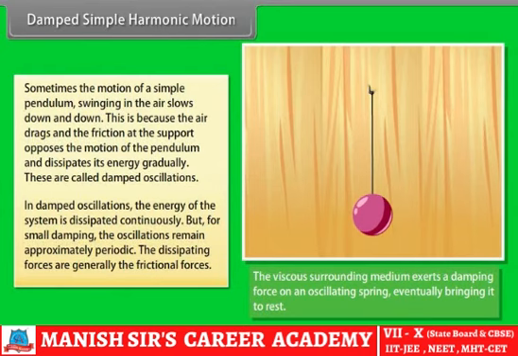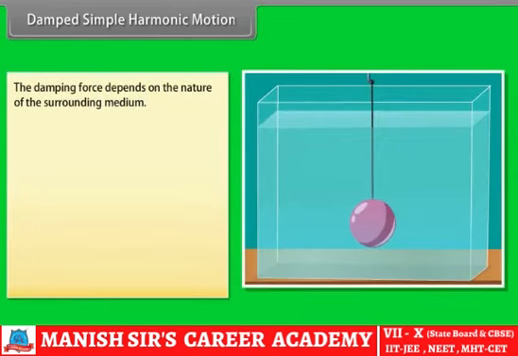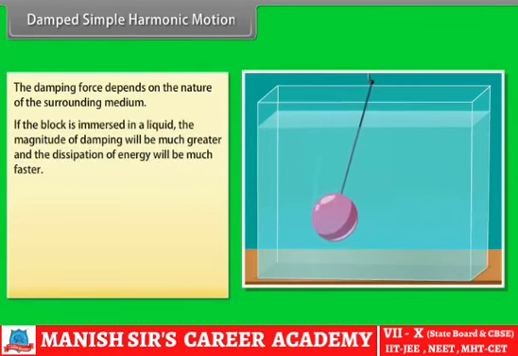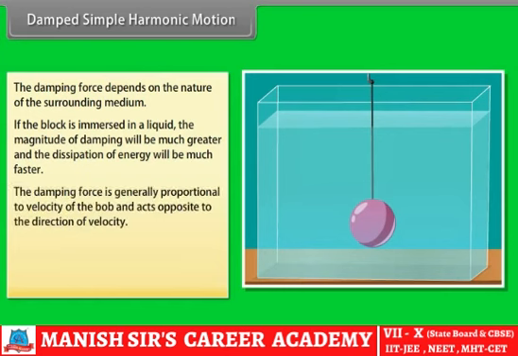The dissipating forces are generally the frictional forces. The damping force depends on the nature of the surrounding medium. If the block is immersed in a liquid, the magnitude of damping will be much greater and the dissipation of energy will be much faster. The damping force is generally proportional to the velocity of the bob and acts opposite to the direction of velocity. If the damping force is denoted by Fd, we have Fd is equal to minus bv.